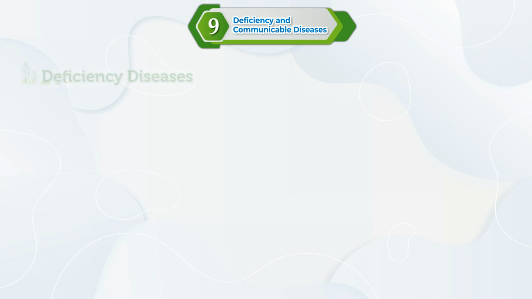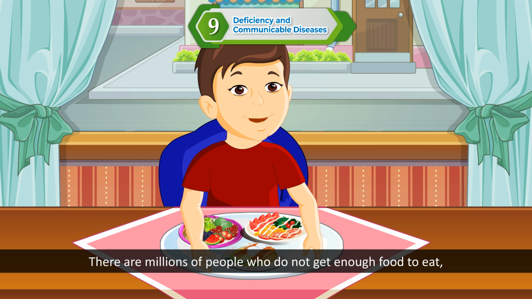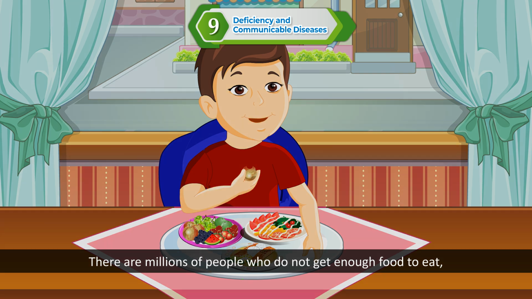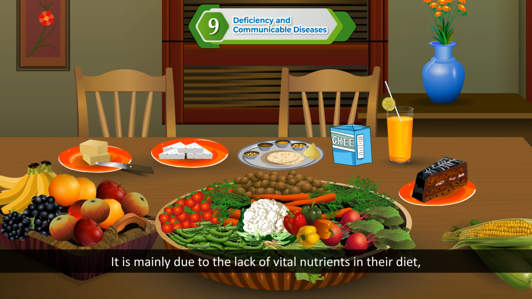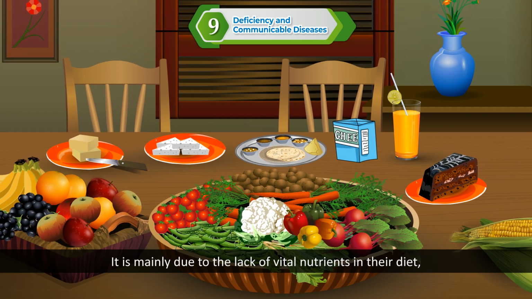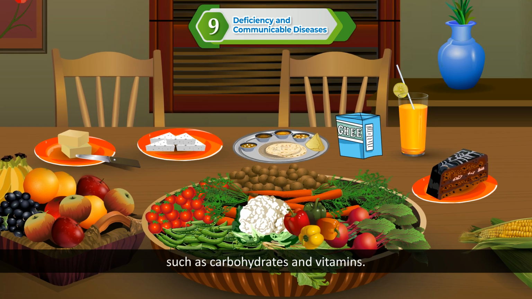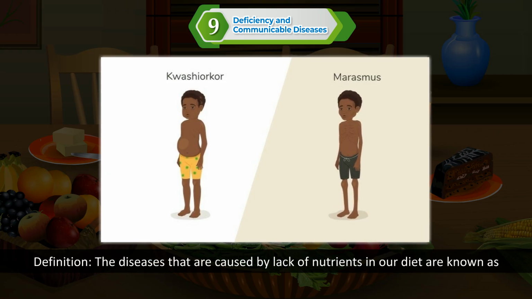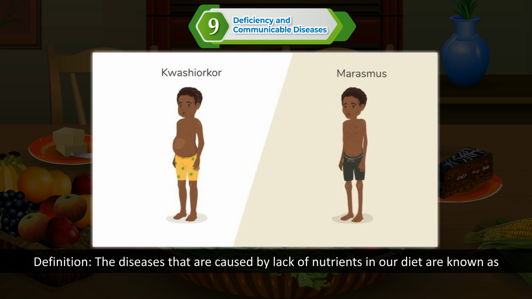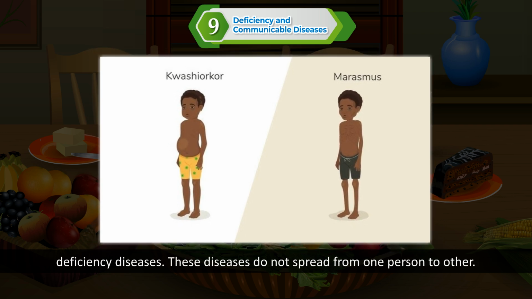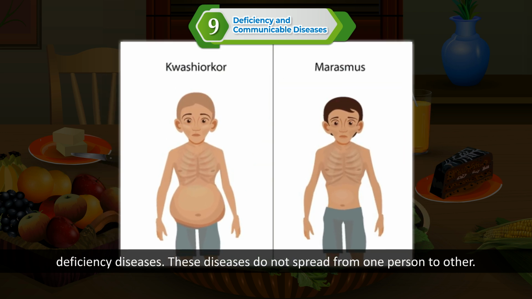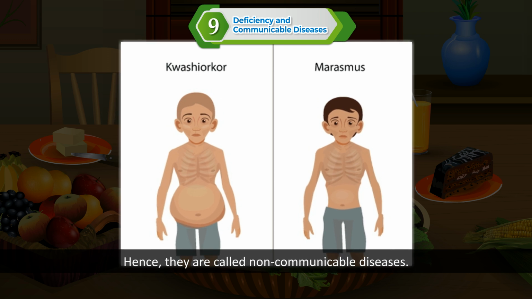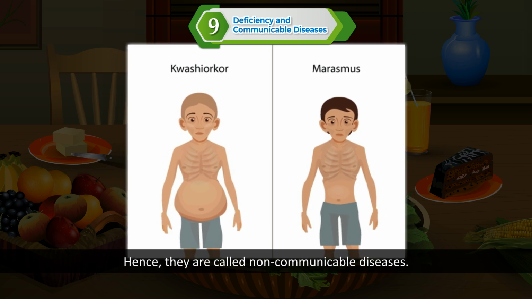Deficiency diseases. There are millions of people who do not get enough food to eat, suffer from malnutrition. It is mainly due to the lack of vital nutrients in their diet, such as carbohydrates and vitamins. Definition. The diseases that are caused by lack of nutrients in our diet are known as deficiency diseases. These diseases do not spread from one person to another. Hence, they are called non-communicable diseases.